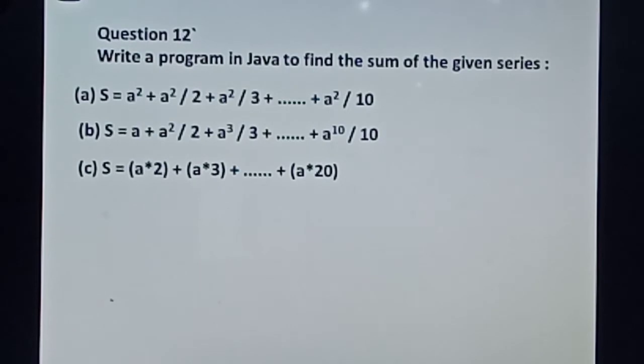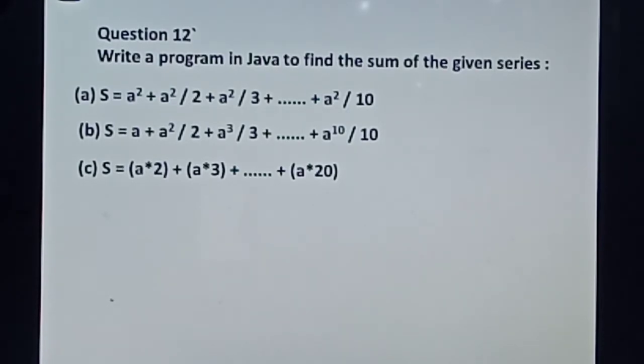First, S is equal to a square plus a square by 2 plus a square by 3 plus up to a square by 10. And B, S is equal to a plus a square by 2 plus a cube by 3 plus up to a raised to 10. And C, S is equal to a into 2 plus a into 3 plus up to a into 20. So you have to find the sum of these three series.